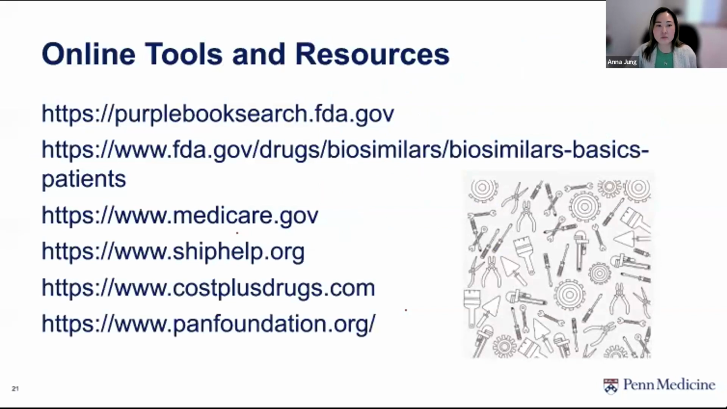And then lastly, I just wanted to mention some online tools and resources. The Purple Book through the FDA is a database that contains information about all FDA licensed biologic products, including licensed biosimilars, interchangeable products, and the reference products. This is available for the public as well as healthcare providers, and it provides information if you have any questions about the products that you may be taking.